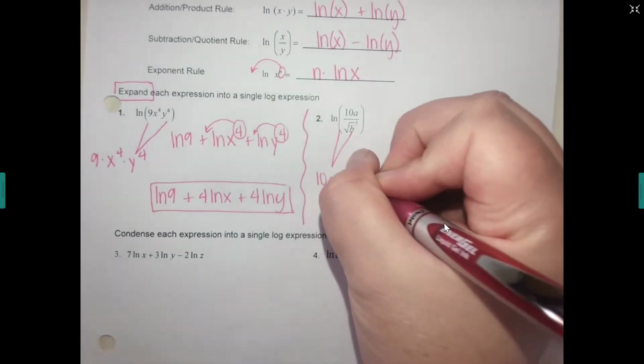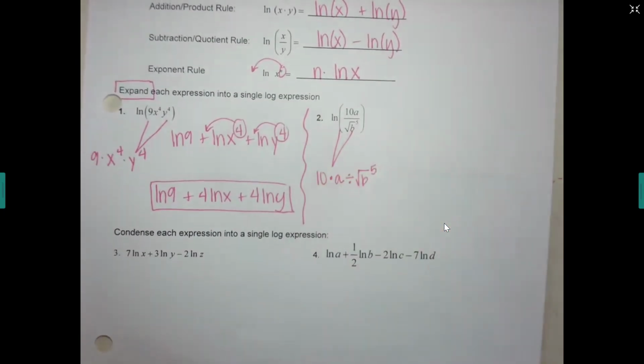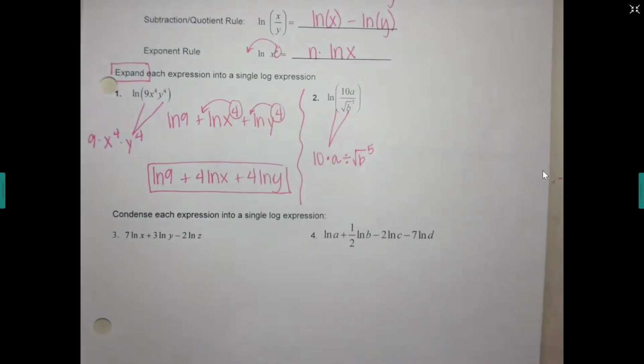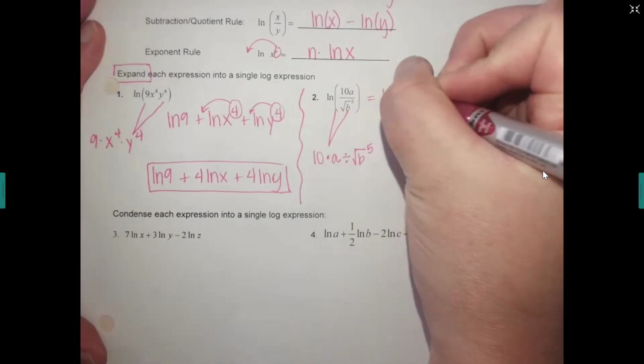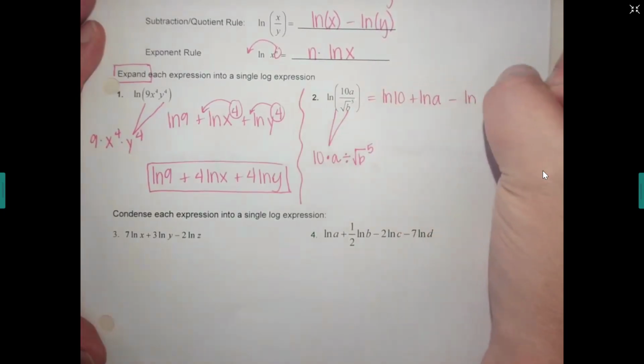It's divided. So when I do my square root B to the 5, I need to make sure that my subtraction applies to that term since it's a divide by, right. So it'd be ln 10 plus ln A minus ln square root B5.